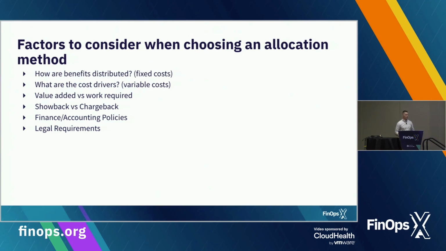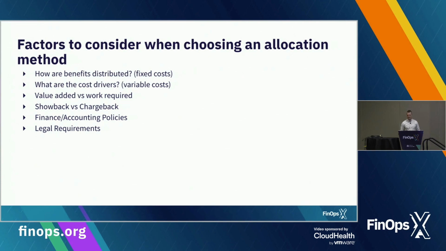And then value added versus work required. With one of the previous examples, if you're trying to find a tiny shared cost that's way more work than it's worth, you might choose to not do it. Or you might choose to go with a simpler allocation method if a more detailed one is just too much work, more work than it's worth.